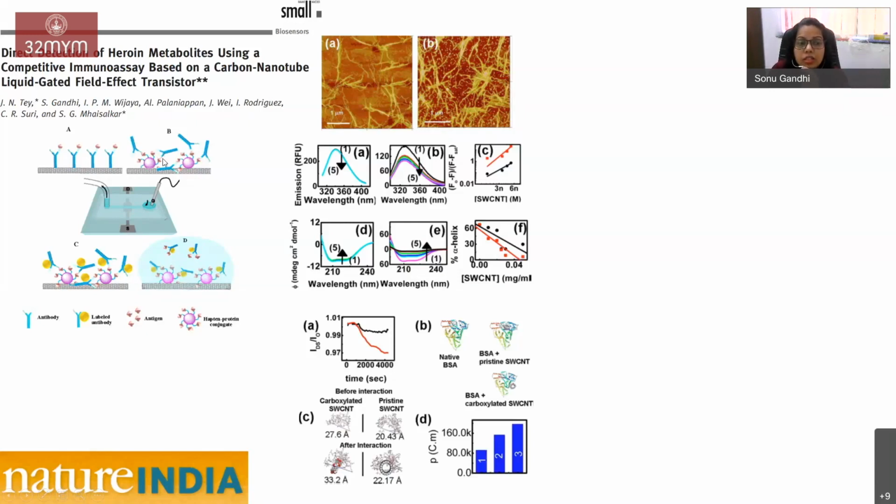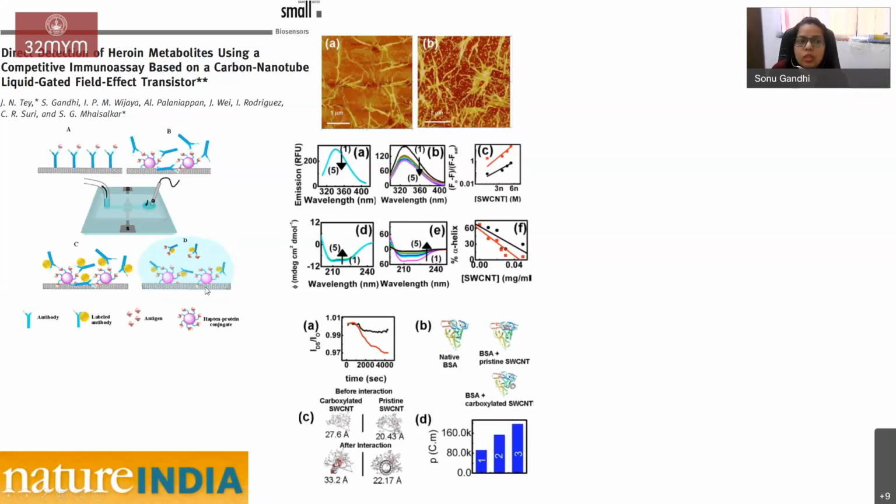So this strategy worked very well, so we went ahead with this strategy. Further, to enhance the sensitivity, we labeled the antibodies with gold. The combination of the carbon nanotubes together with the gold nanoparticles enhanced the sensitivity of the assay.